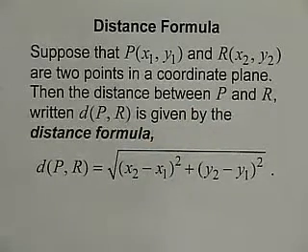Distance formula. Suppose that P, point (x1, y1), and R, point (x2, y2), are 2 points in the coordinate plane. The distance between P and R, written d(P, R), is given by the distance formula, where the distance equals the square root of (x2 minus x1) quantity squared plus (y2 minus y1) quantity squared. Let's take a look at how the Pythagorean theorem is used in this.